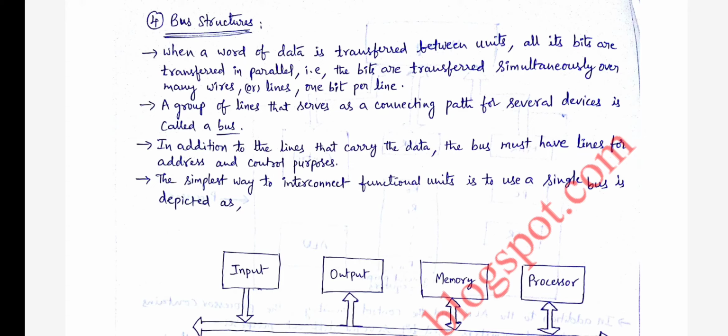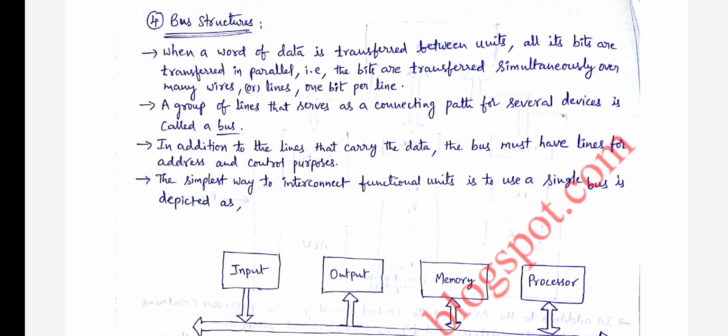A group of lines that serves as a connecting path for several devices is called a bus. Simply, a bus is a communication channel. We can call it a communication line or communication channel which is used to transfer the data between the units, or for the connection of different types of units we need to use a bus. After connecting the different types of units by using a bus, we can transfer the data between the units.